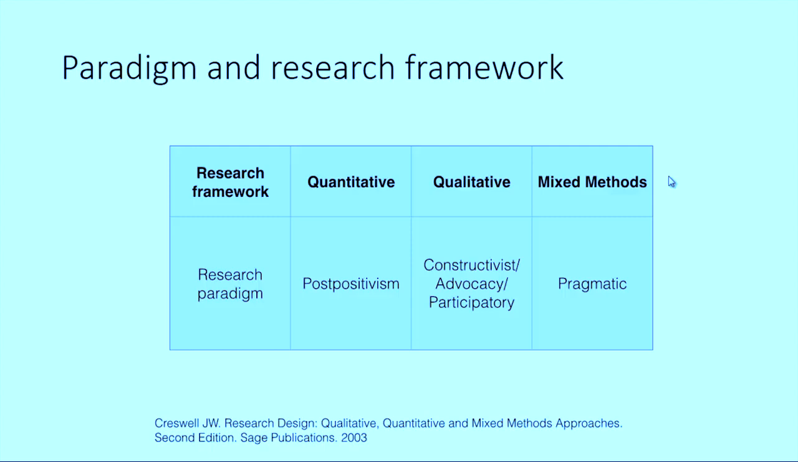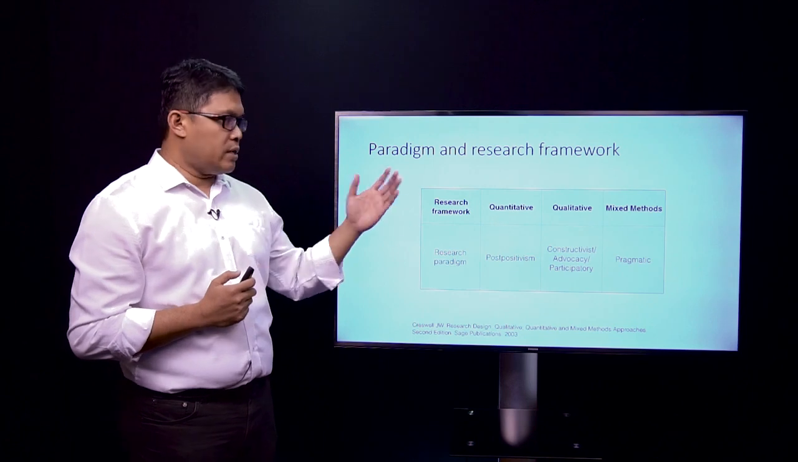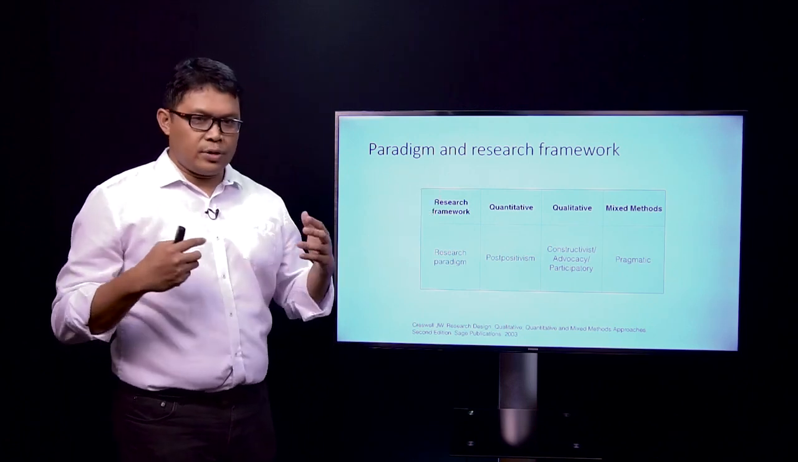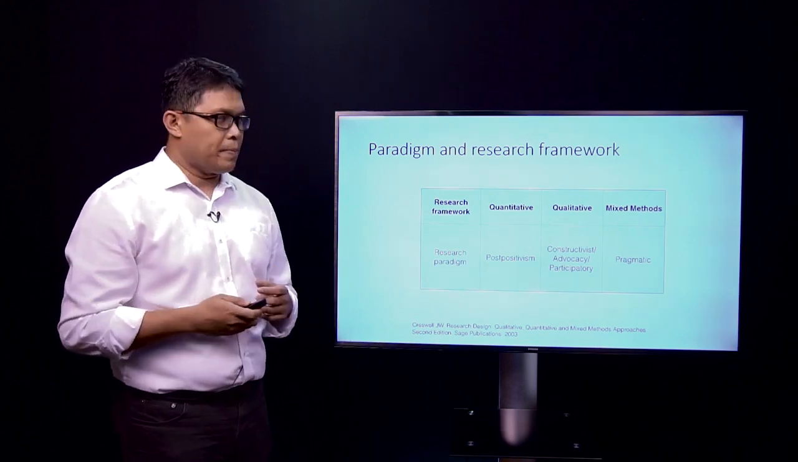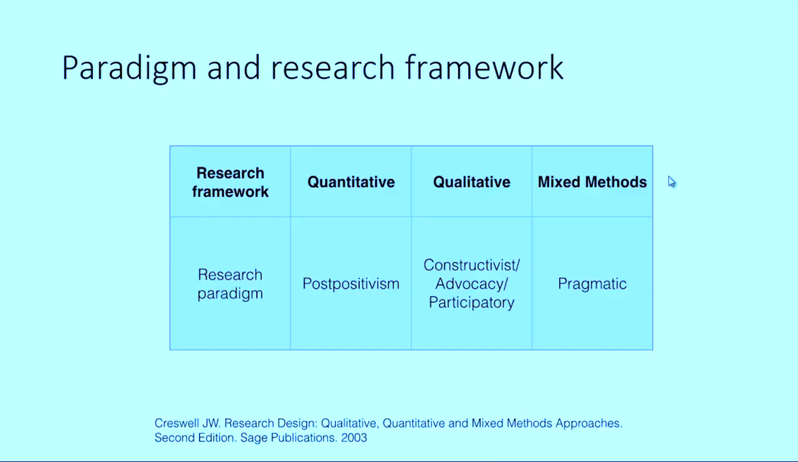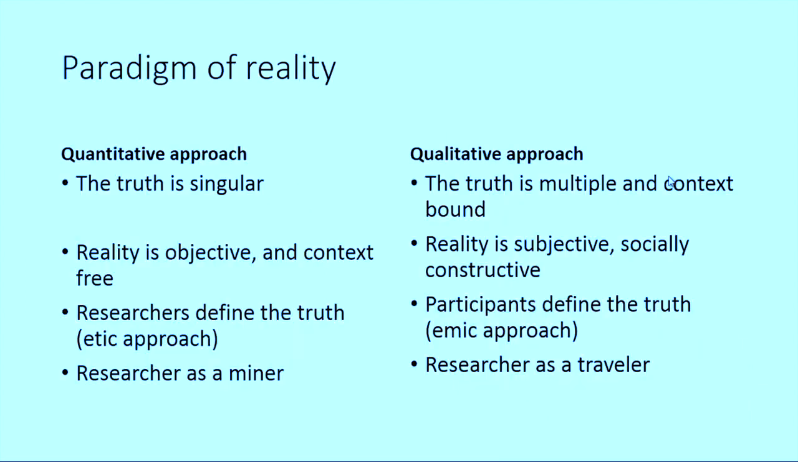to construct the reality. The difference in research paradigm between quantitative and qualitative study also influences the way we see reality and the way we conduct the study. For example, in terms of the paradigm of reality, quantitative design sees that the reality is singular and context-free, while in qualitative study, the truth is multiple and context-bound, and the reality is subjective and socially constructed.